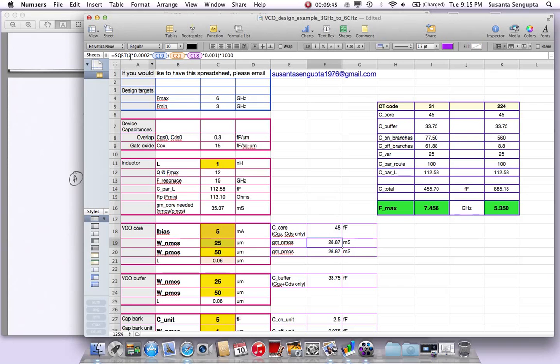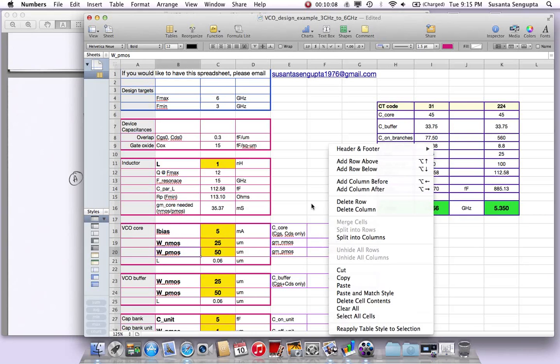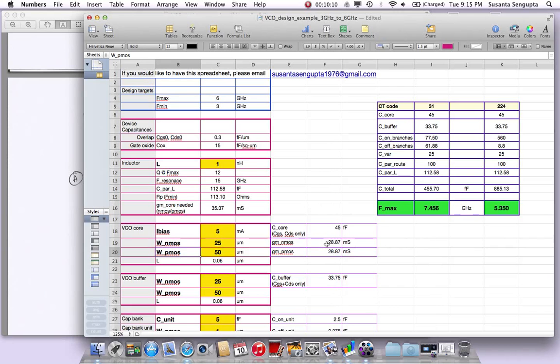GM is, if you remember the other notes that I had, the square root of 2 times K prime, W over L, times I. That's what is going to give you the GM. With that formula, the K prime value that I'm using for an NMOS is 200. For PMOS, I'm using 100. So if I use that formula, I will get this value of GM. Because this is the formula in saturation, 2 times K prime W over L times I, and the square root of this whole thing.